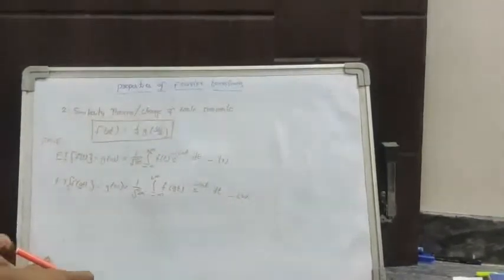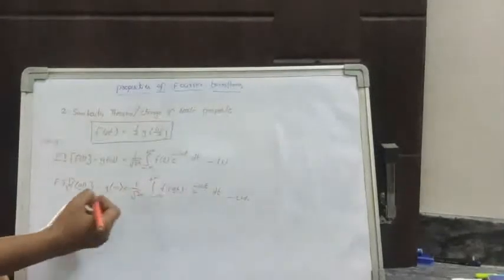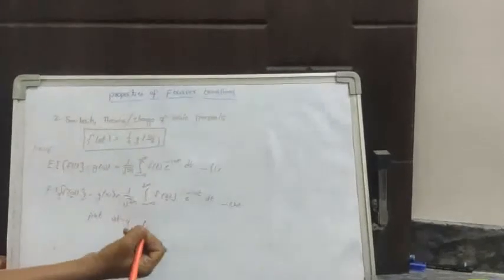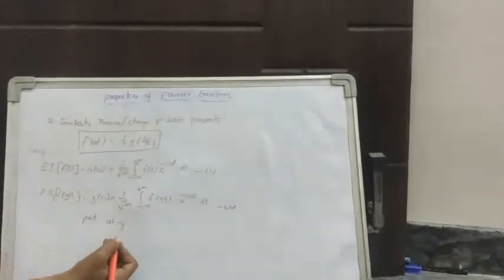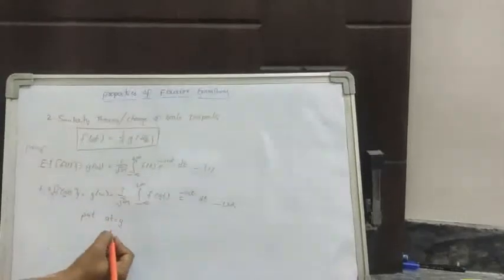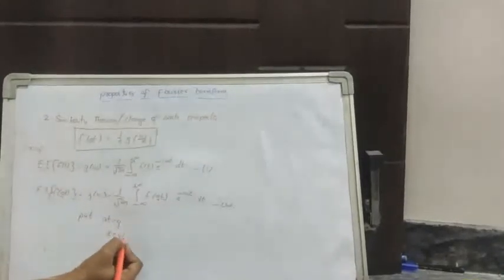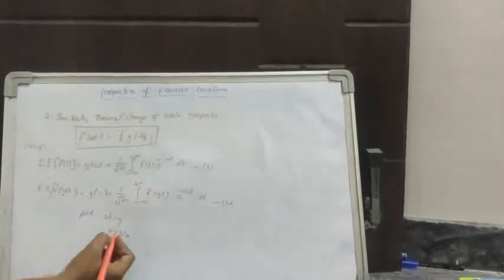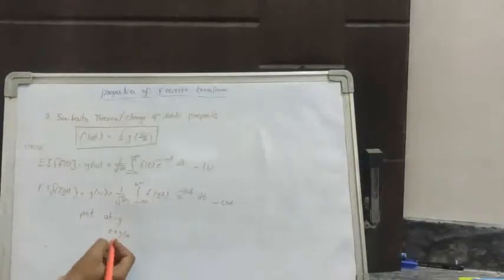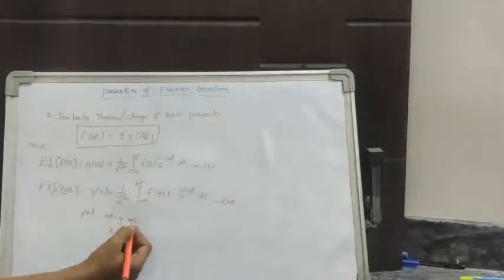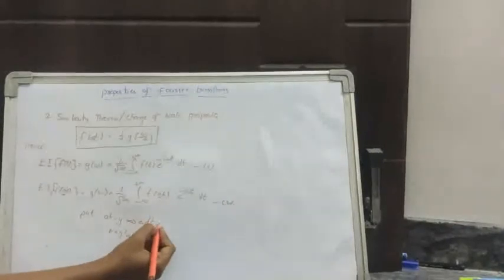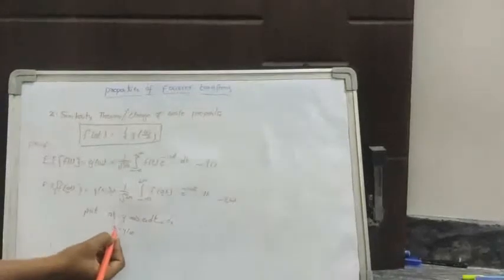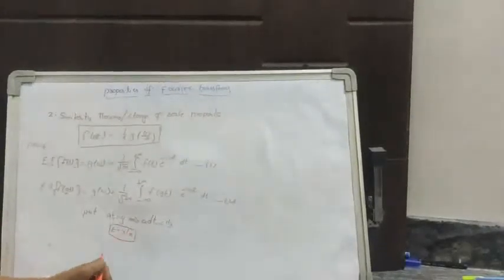Now in equation 2 we have at. Put at is equal to y. From this, can you find the value of t? Yes, t is equal to y by a. Now apply differentiation to this equation. What will you get? a dt is equal to dy.